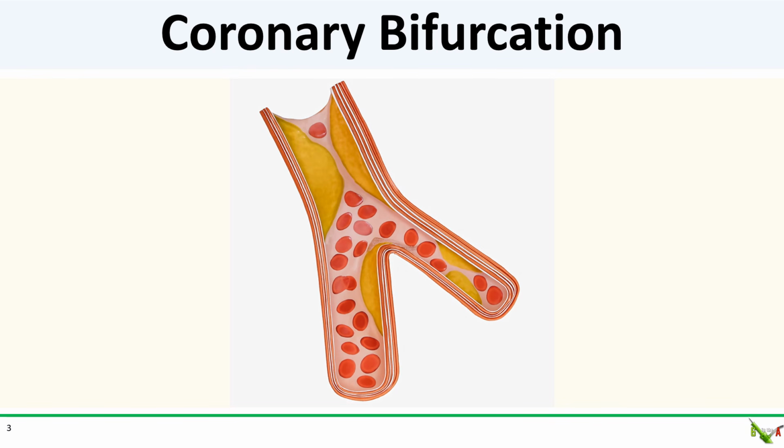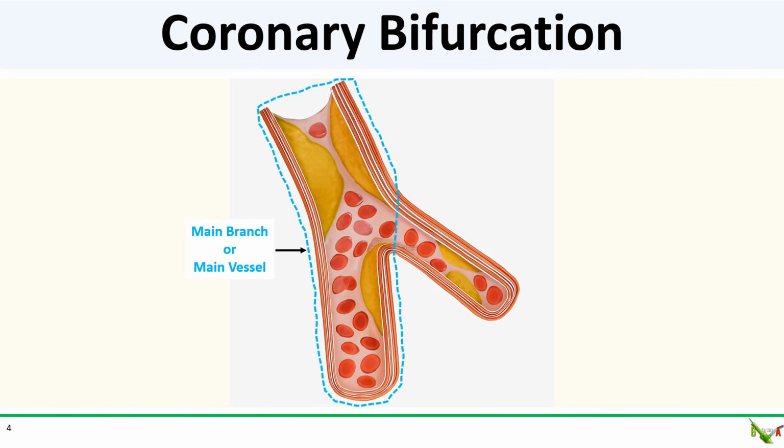So a coronary bifurcation refers to the point where one coronary artery divides into two. Here you see an illustration of a coronary bifurcation with blood coming in from the top. You also see yellow plaque all throughout the vessels.